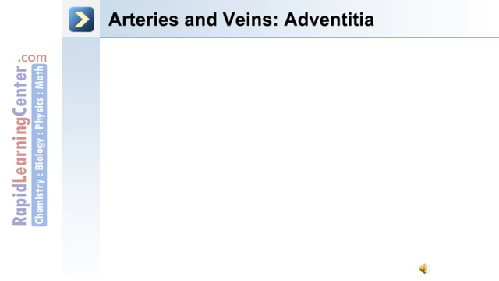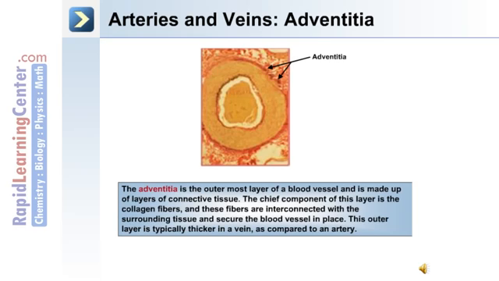The outer layer is the adventitia. This is the outermost layer, and it's made up of layers of connective tissue. The chief component of the adventitia is the collagen fibers, and these are interconnected with the surrounding tissue and secure the blood vessel in place. The outer layer is typically thicker in a vein as compared to an artery.